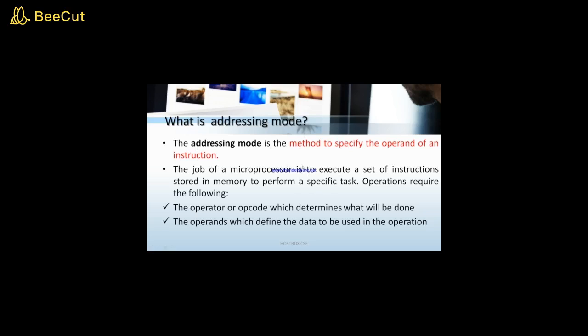Generally, the job of a microprocessor is to execute a set of instructions stored in memory to perform a specific task. The operations need the operator, the opcode, which determines what will be done, and the operands, which define the data to be used in the operation. For example, a plus b is equal to 10, or you can say add a, add comma b, if you want to do it in terms of machine instructions.